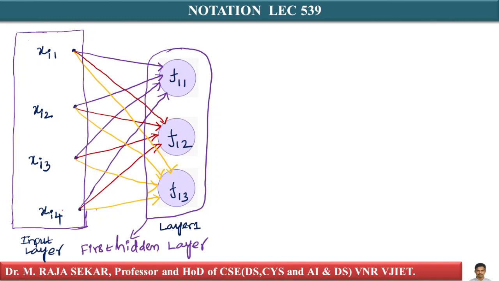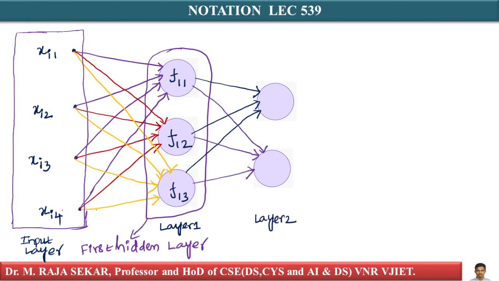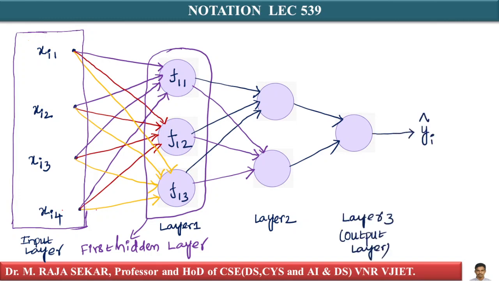Now let's assume I have 2 more neurons here, in layer 2. Outputs are connected like this. Just see, outputs are connected. Let's assume both of these are connected. Now this layer 3, what is here? Layer 3 is the output layer. The layer 2 has 2 neurons which are connected to layer 3.